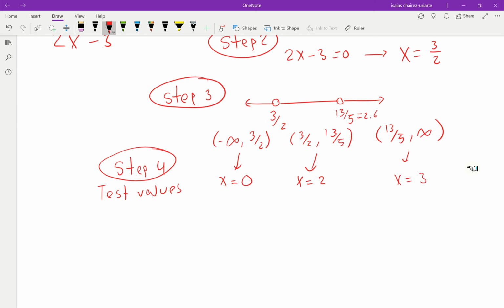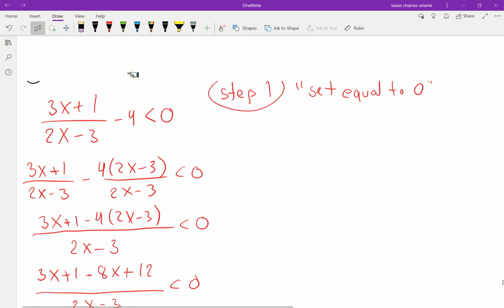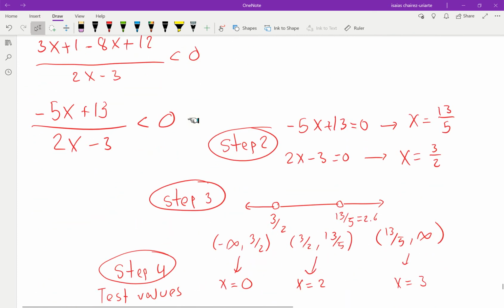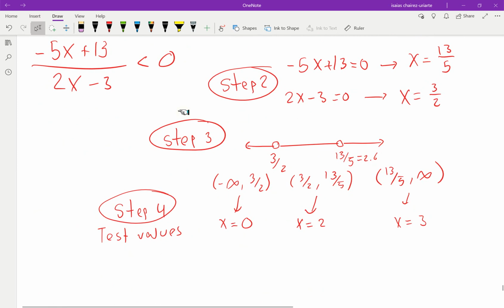Okay, and now into which inequality do I plug in these values? Should I plug them into this inequality that we got once we set equal to 0, or should we plug it back into the original one? It doesn't matter. You could plug it back into the original one and we should get the same answer as if we plugged it into this equivalent one. I'm going to plug it into the equivalent one just because it makes the arithmetic a little bit easier.